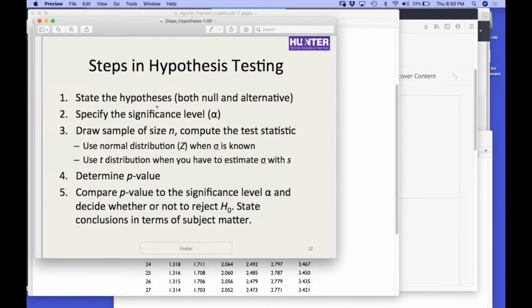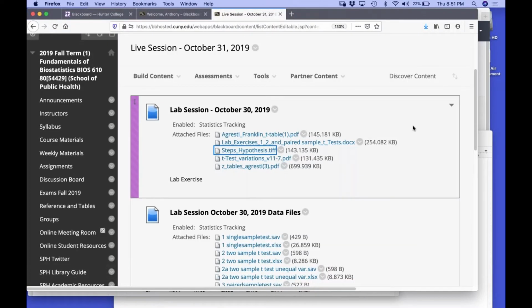Okay, so what are the steps in hypothesis testing? State the null hypothesis: the mu of group A is equal to the mu of group B. Specify the significance level. Alpha is equal to 0.05. Draw a sample size n. Use Z 1.96 when sigma is known. Use T distribution when you have to estimate the standard deviation for sigma. Determine the p-value, the probability of getting that big a difference. It's got to be less than 5%, or the critical value has to be smaller than the actual value that you calculate for T. Then you can reject the null hypothesis. So you're using the T value in place of the p-value.